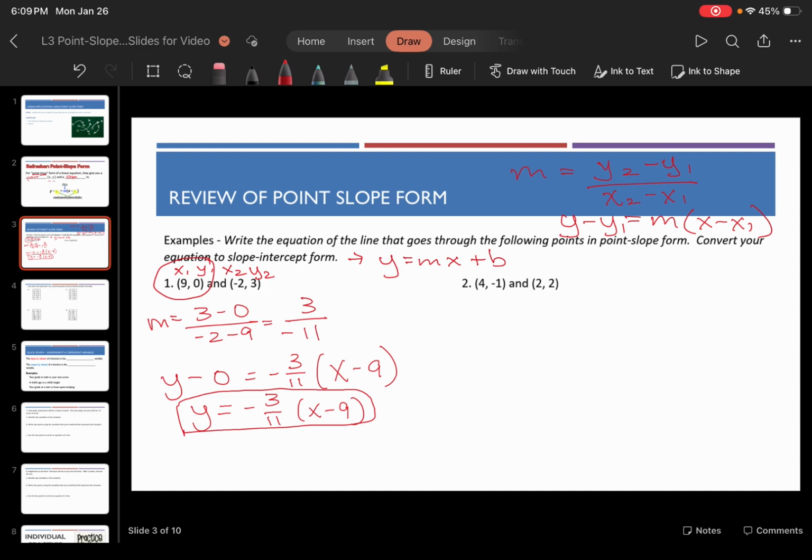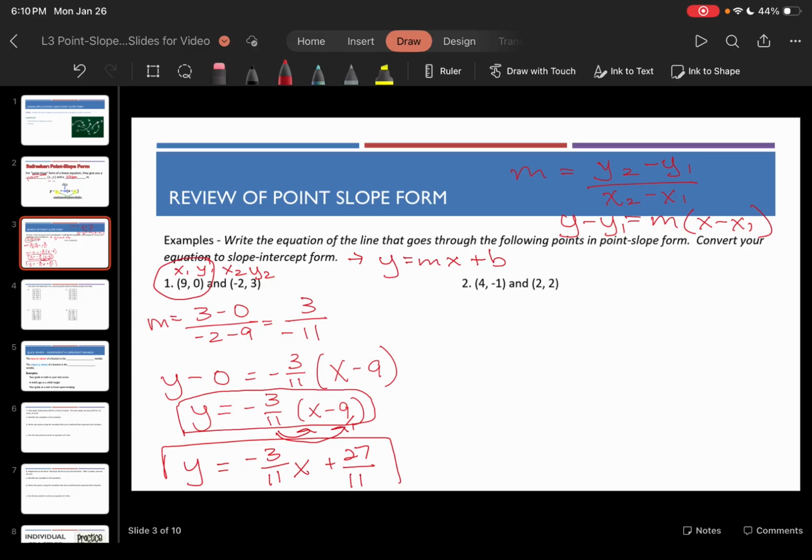Okay, last but not least for this problem, we're converting it to Y equals mx plus b. So in this case, Y is already by itself, but I do just have to get rid of the parentheses by distributing and multiplying. So I'm going to multiply the negative 3 over 11 times X. And then I'm multiplying negative 3 over 11 times negative 9. And a negative times a negative is a positive. And 9, remember, is like really 9 over 1. So 3 times 9 is 27. 11 times 1 is 11. So there's my equation in slope-intercept form.